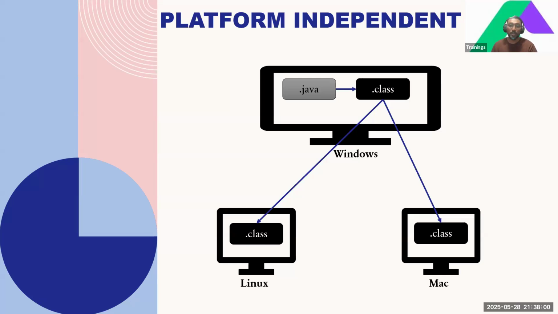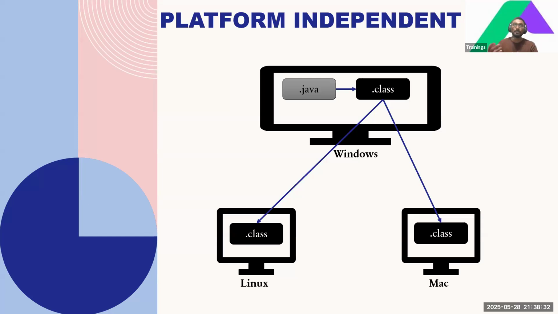Let's summarize all the features we have discussed. The first feature is simple and easy to use, as Java is a high level, human understandable language. The second feature is object oriented. Object oriented is one concept which has multiple sub concepts, six sub concepts. Java supports all those six concepts, so Java becomes object oriented.